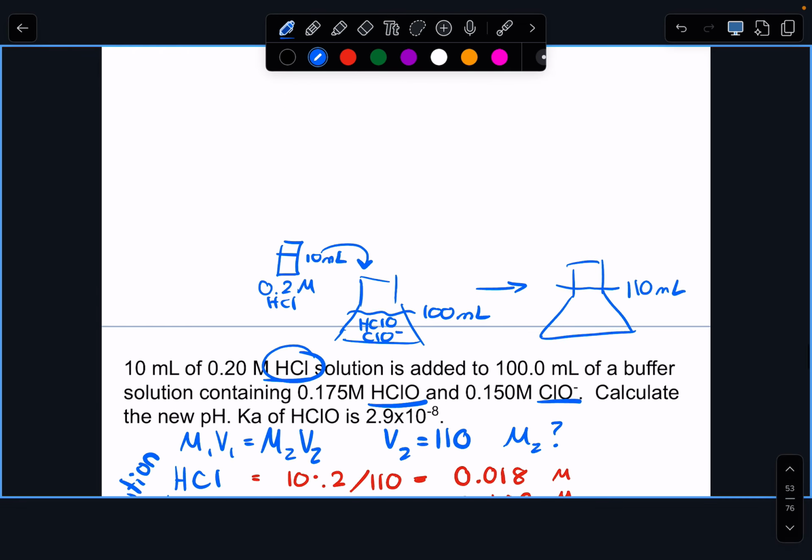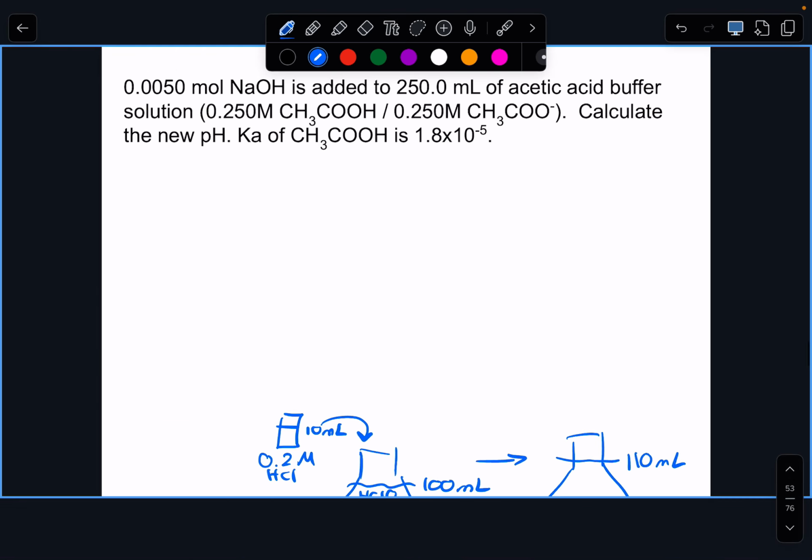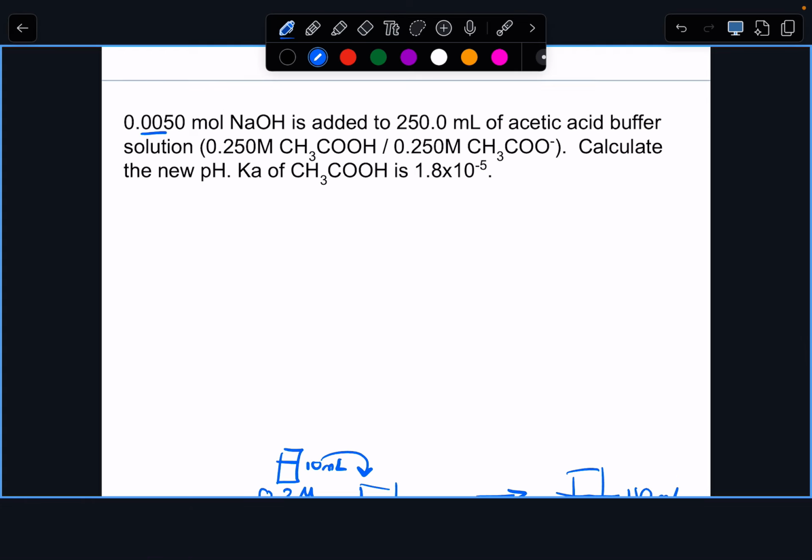Okay, so one last practice problem that's just buffers themselves. This one is now with a base, okay? The dilution part is actually, if anything, a little easier, because you're not really diluting it. You're not adding a volume. You do need to calculate the molarity of the NaOH. But this time we're adding a base now to a buffer rather than adding an acid. Same 3 steps: dilution, consumption, equilibrium.